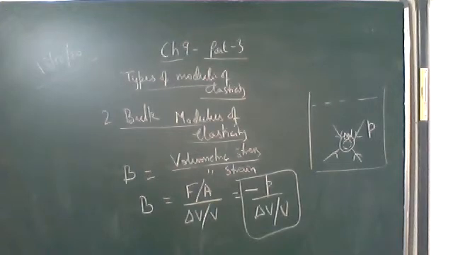Okay, so volumetric stress is pressure, and the volumetric strain is delta V upon V, that is the change in volume upon original volume. Here the change in volume is the decrease in volume. So we put a negative sign, where the negative sign is indicating that with the increase in pressure, volume decreases. So write down here, after noting it down, the expression of bulk modulus.